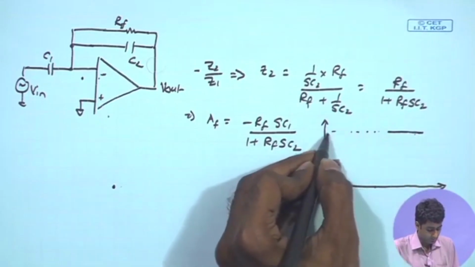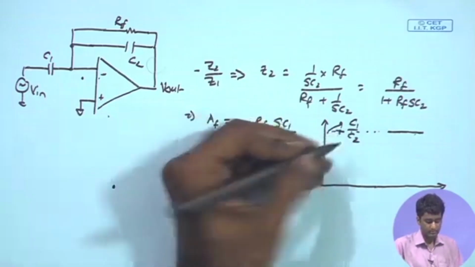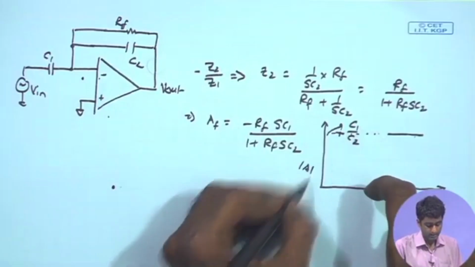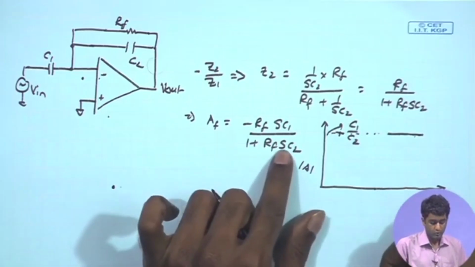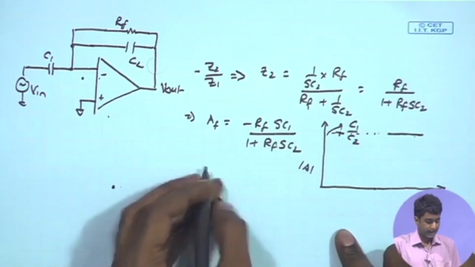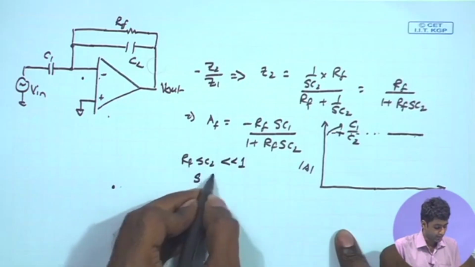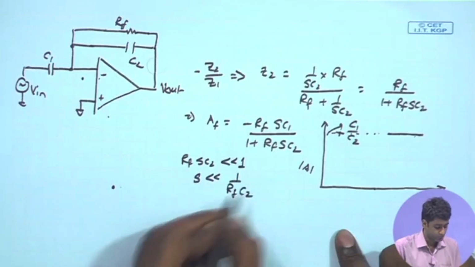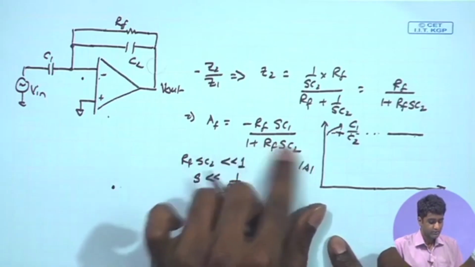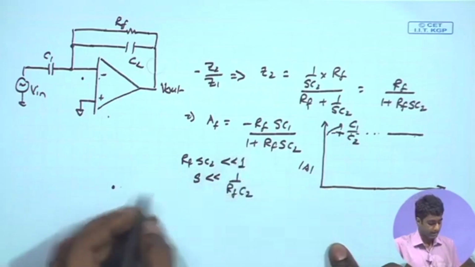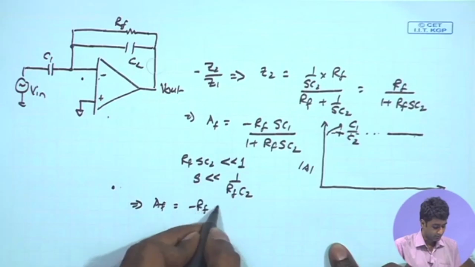It is going to be my desired gain, C1 upon C2, with a minus sign, if I am just taking the mod of that. So, this is your mod A. At high frequency, I get C1 upon C2. However, if I go towards lower and lower frequencies, where R_F S C2 is becoming much smaller than 1, the R_F S C2 term will be ignored with respect to 1, and for that scenario A_F will just become minus R_F S C1.